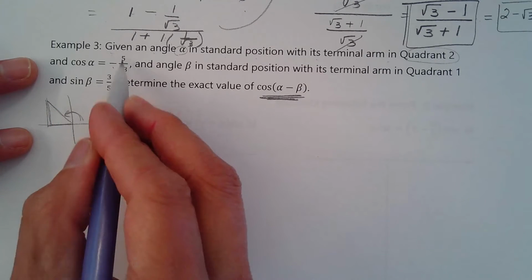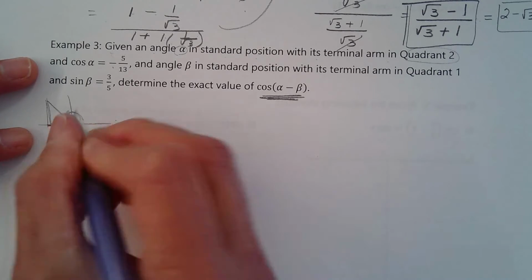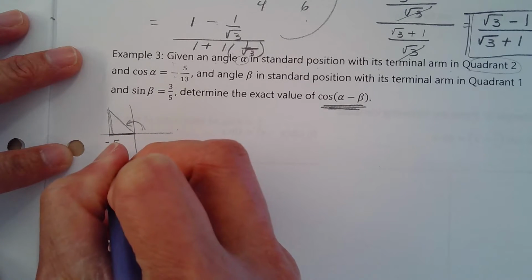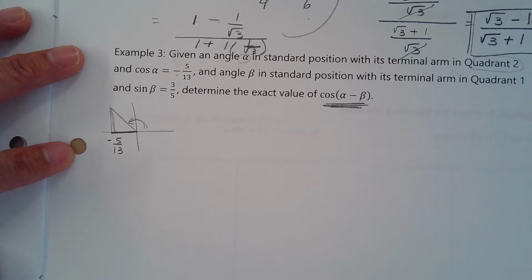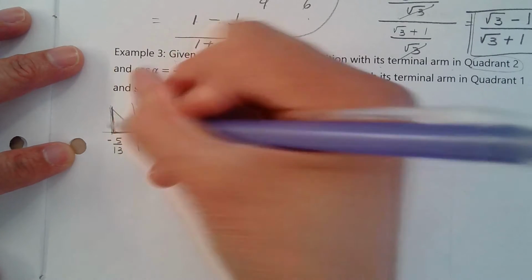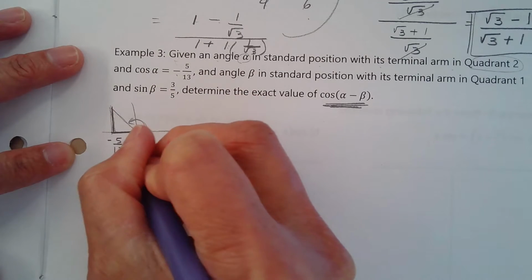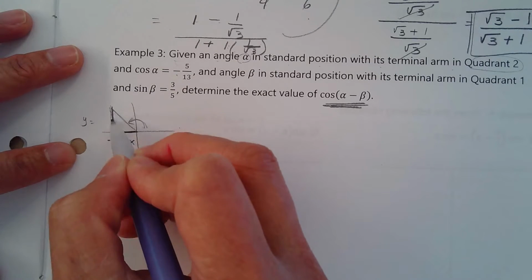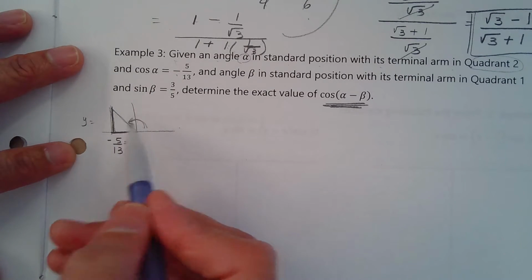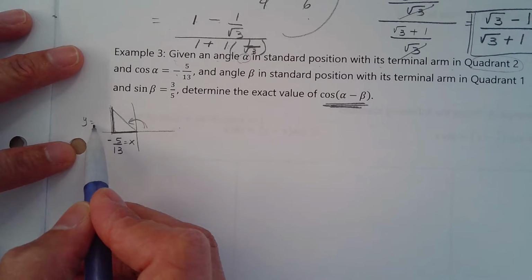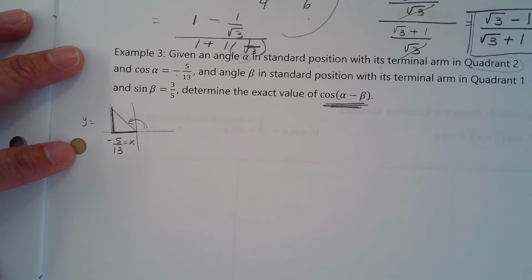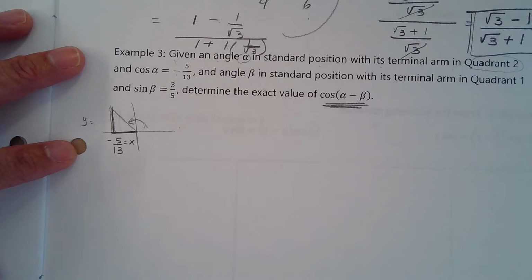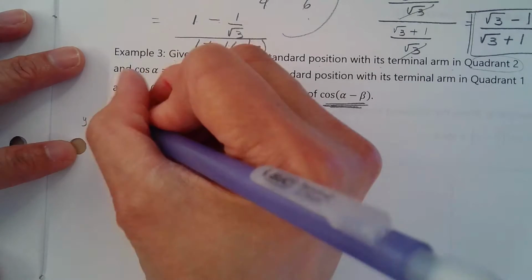So cos, which is here, is negative 5 over 13. What do you think the y is? This is the x. The y is a positive value, right? Because it's in quadrant 2. Cos is negative, sine is positive in there. Okay, good. Well, how can we figure out the y? We can consider the radius 1.